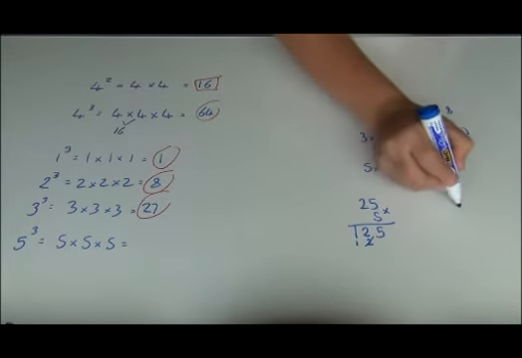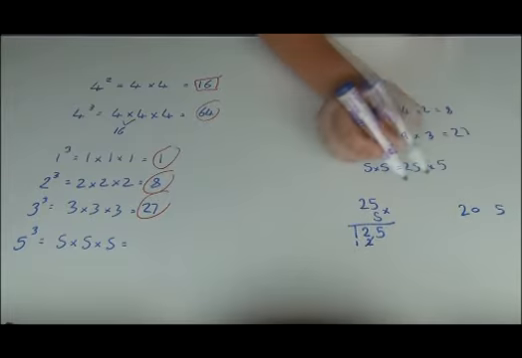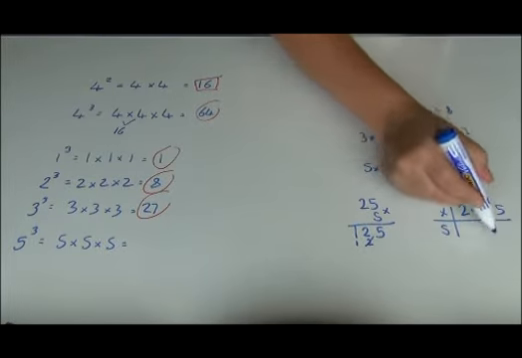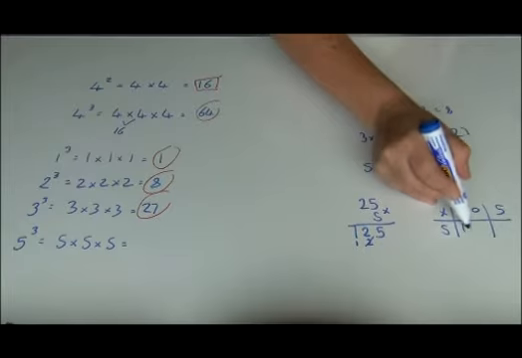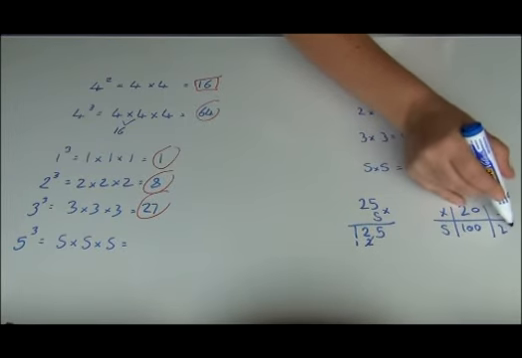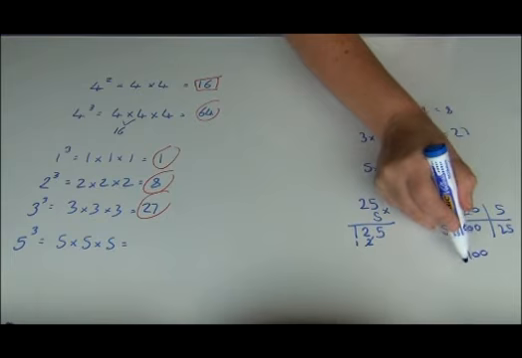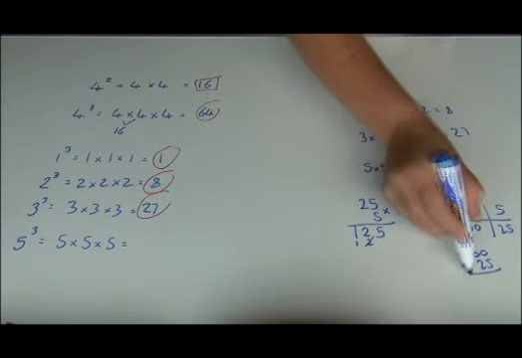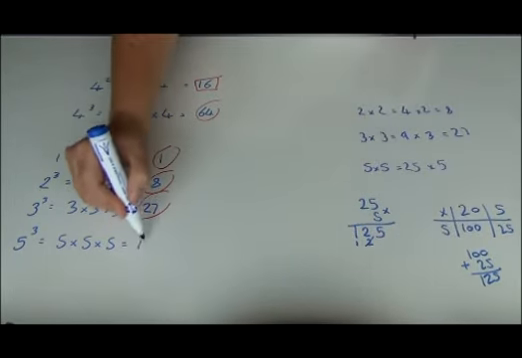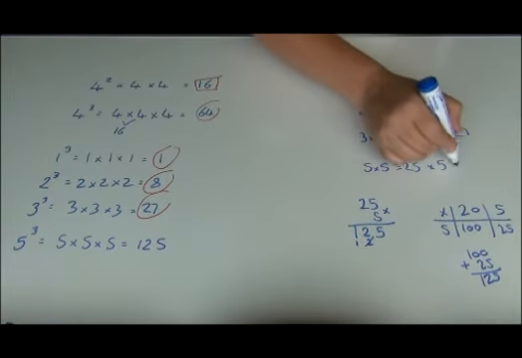If we want to do grid method, 20 and 5 make the 25. 5 goes there. 2 times 5 is 10. Add the 0. 5 times 5 is 25. 100 plus 25. 5, 2 and 1. So we get 125.